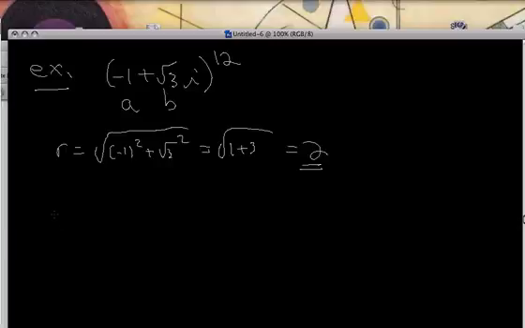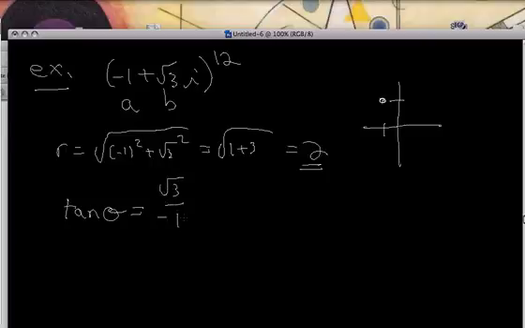And then our theta, let me draw a picture here real quick. So that's back 1, up root 3 on the imaginary axis. It's there, so it's in quadrant 2. We can find the argument by doing tan theta is root 3 over -1. So theta is the inverse tangent of negative root 3. That's the y over x. That's going to be 120 degrees, or 2 pi over 3.